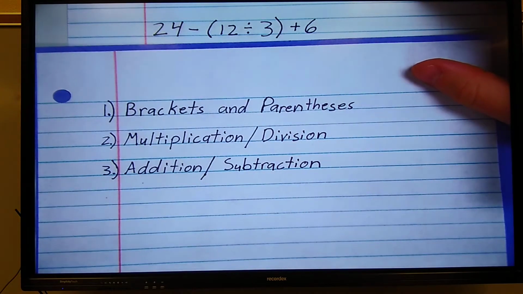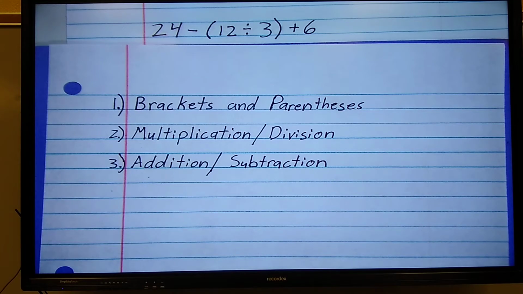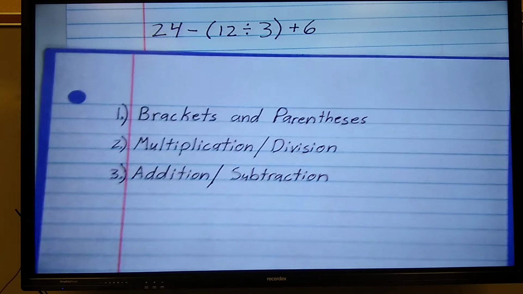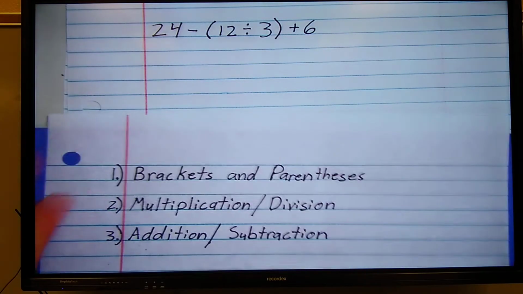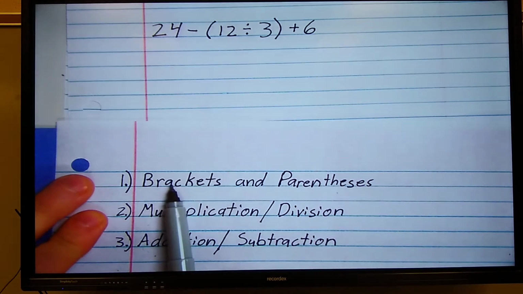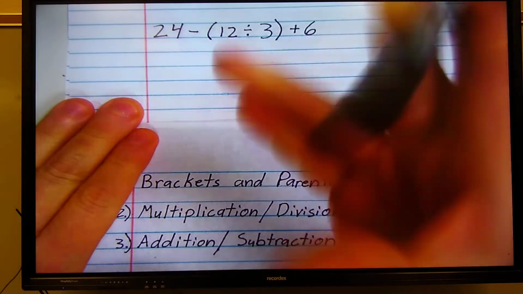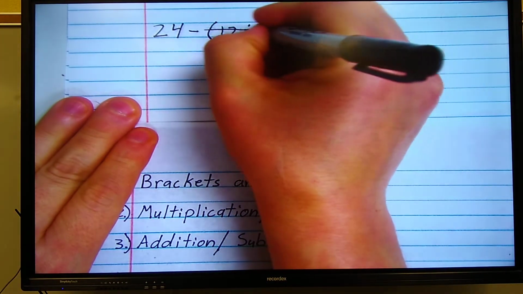Let's try again. All right, now this time you see that there is a parentheses in this problem. So, pause the video and solve this problem based on the order of operations. All right, let's see how good you did. I'm going to keep my rules right here. First step, brackets and parentheses. There are no brackets, but I do have parentheses here. So that means I'm going to solve what's in parentheses first.